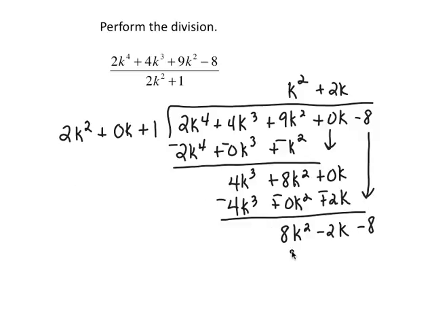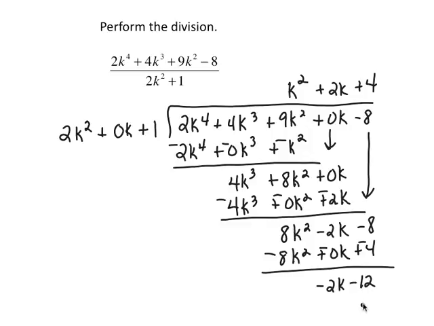So 2k squared times what will give me 8k squared? Well, that's 4. Multiply back, and we get 8k squared. 4 times 0 is just a 0k here. And 4 times 1 is 4. Draw your line, change your signs. And here we have 0. And here we have negative 2k minus 12. So that's going to go ahead and be our remainder.